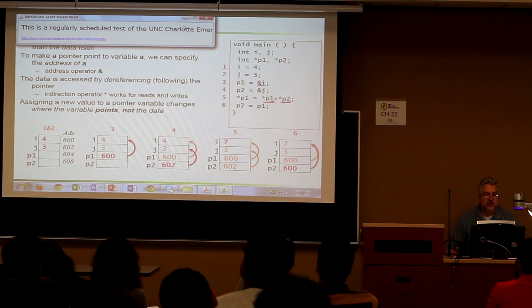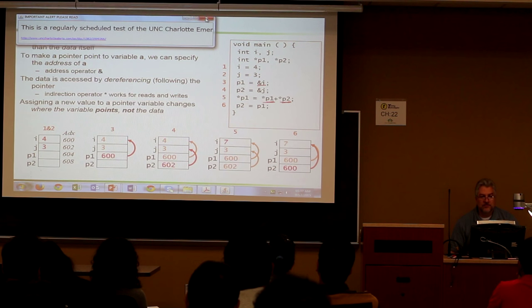Oh, we also have a scheduled test. Interesting, I got the text before the alert.